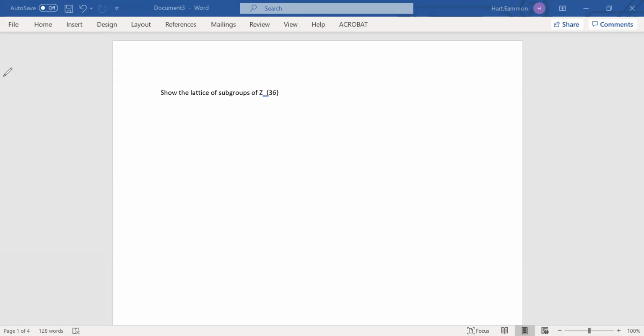The trivial subgroup? Yeah, so the two most trivial subgroups are Z36 and just the identity subgroup. I'm just going to write it like that. So what are some less trivial subgroups? Actually, I should write this as the set generated by the identity.